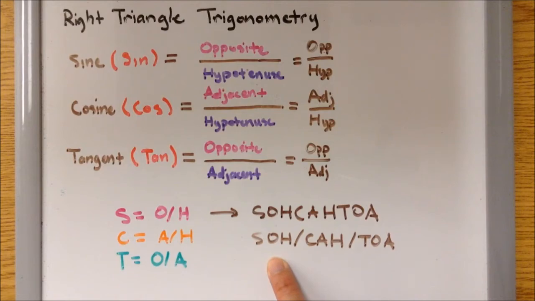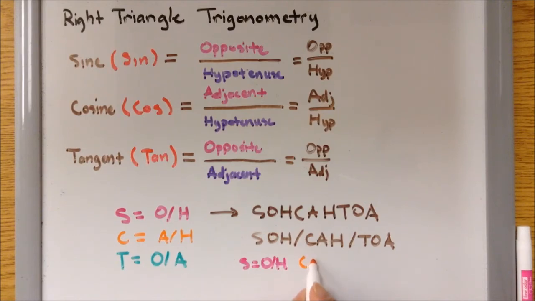So like I said, this one right here, if you were to write this out, it's easy to remember that sine is opposite over hypotenuse. Cosine is adjacent over hypotenuse. And tangent is opposite over adjacent.